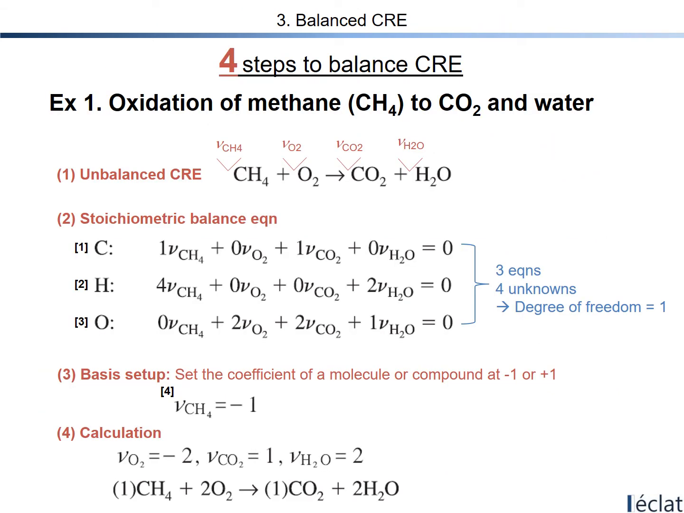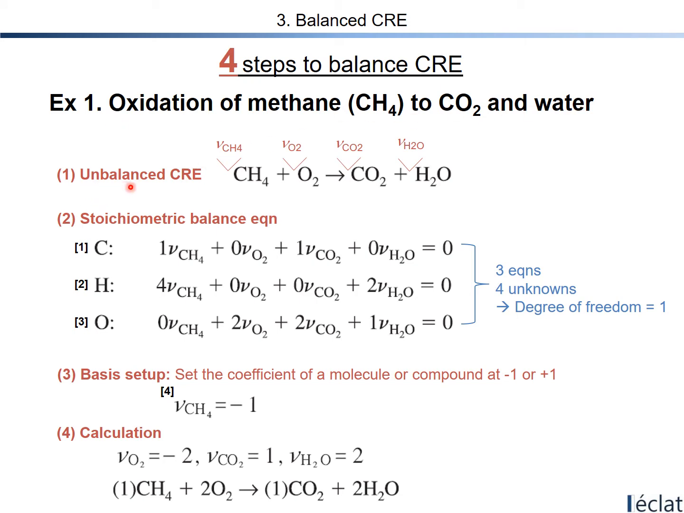Okay, let me think about how to balance a chemical reaction equation systematically. So there are 4 steps to balance a chemical reaction equation. I'll let you experience the 4 steps by using an example. Example number 1, oxidation of methane to CO2 and water. This is a kind of combustion process.